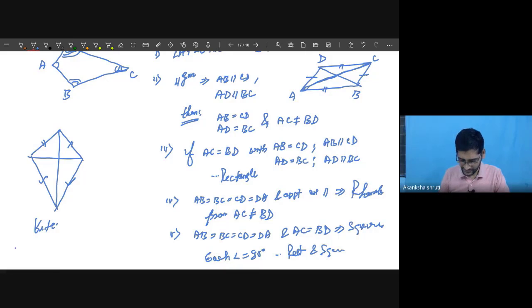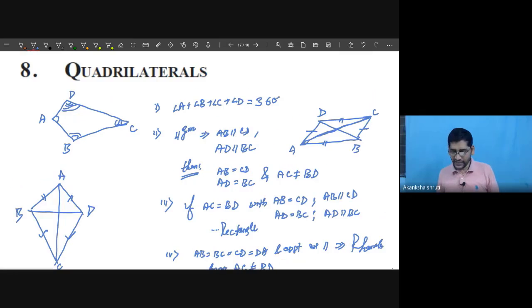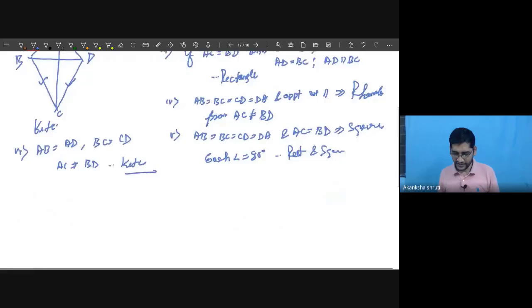Kite. So the sixth one is ABCD. If AB is equal to AD, BC is equal to CD, and AC is not equal to BD, then it is your kite. Okay. So based on the characteristics, you have to identify which kind of quadrilateral this is.